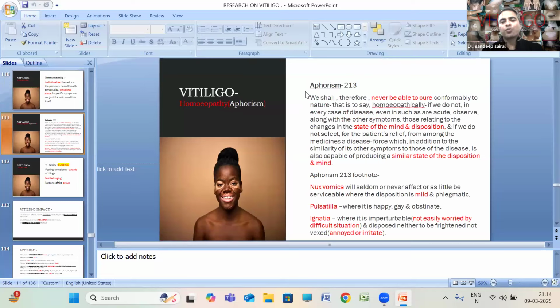In this aphorism, 213, Hahnemann also gave examples. He said that if your patient is mild and you're giving Nux vomica, it won't help you much. If your patient is obstinate or happy and you're giving Pulsatilla, it won't help you much. If your patient is not easily annoyed or irritated, and not easily worried by difficult situations, and you're giving Ignatia, it won't help you. So you need to match the nature of the patient.